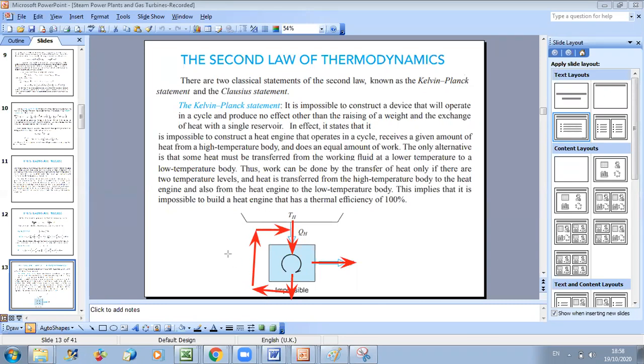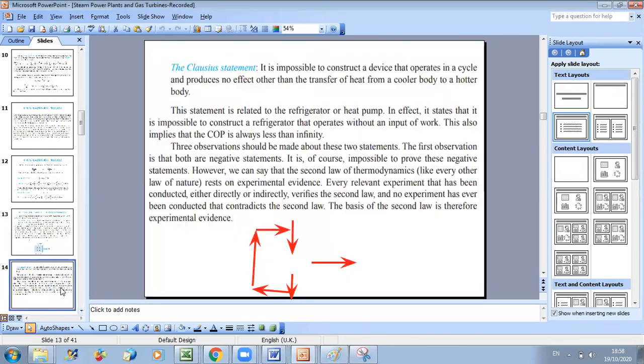So this is the way Kelvin Planck stated the idea of the second law. Another possibility to state the second thermodynamic law is through the Clausius statement, saying that it is impossible to construct a device that operates in a cycle and produces no effect other than transfer of heat from a cooler body to a hotter body. So another statement is in this way.